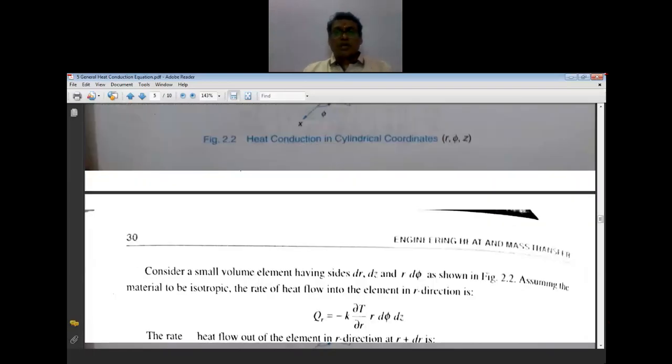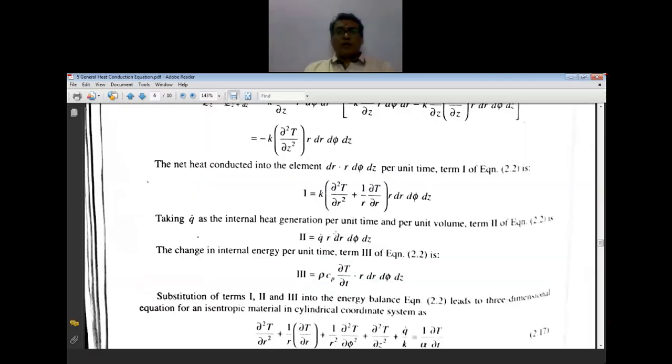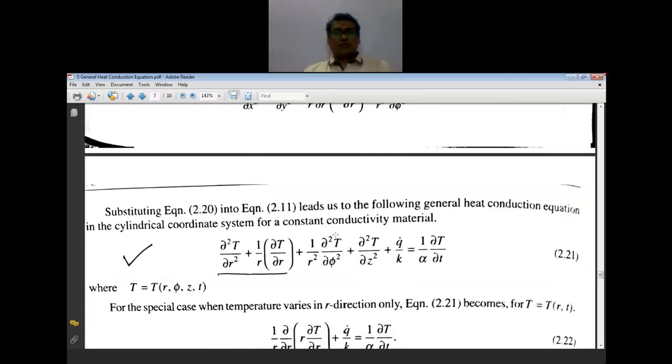Similarly, you can have the heat conduction equation in the cylindrical coordinate system. The final form, you should know it. That is delta square T upon delta R square plus 1 upon R delta T upon delta R plus 1 upon R square delta square T upon delta phi square plus delta square T upon delta Z square, plus Q dot upon K, that is the generation term, equal to 1 upon alpha delta T upon delta t, which is the unsteady state term. This is the generation term, and this is the diffusion term in case of the cylindrical coordinate system.